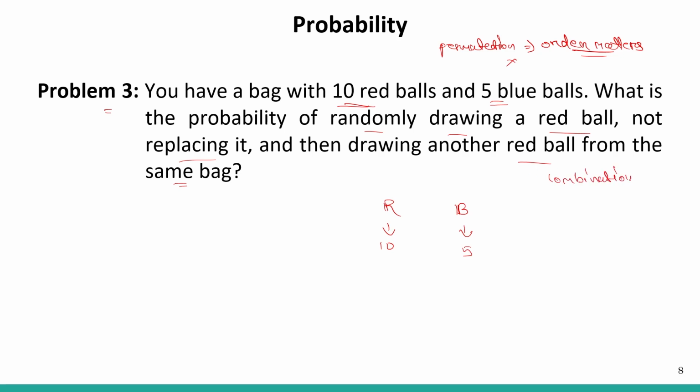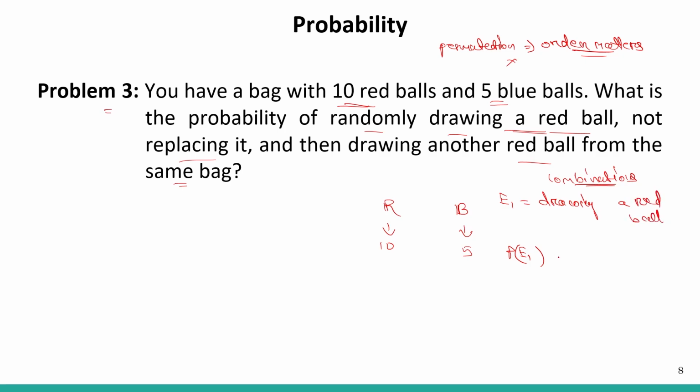Okay, so there are basically 10 red balls and 5 blue balls. Okay, so what is the probability of randomly drawing a red ball, not replacing it, and then drawing a red ball? Let's try to break it down into 2 steps. First, we draw a red ball, right? So the number of favorable outcomes is what? So probability of E1, where E1 is equal to drawing a red ball.